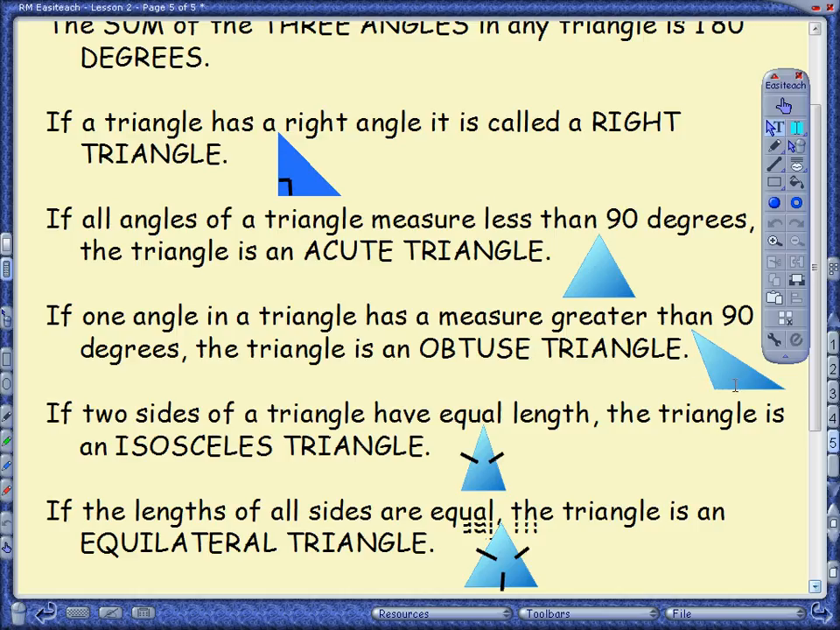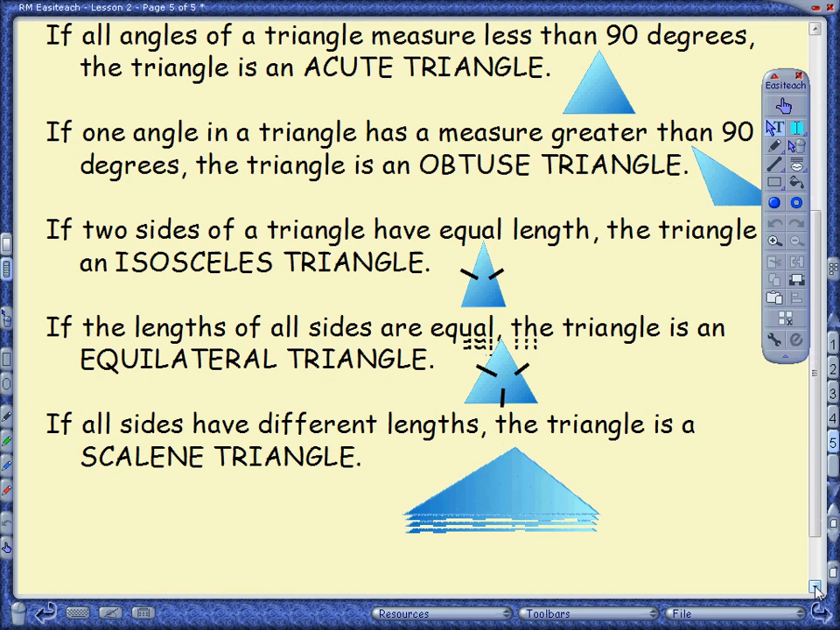And I think you can see that right here. This angle is greater than 90 degrees. The other two angles are acute, but it has one obtuse angle, and that makes the triangle obtuse. If two sides of a triangle have equal length, the triangle is an isosceles triangle. Those tick marks indicate these two sides right here are equal to each other, not the bottom, though. There's no tick mark there, so that is not equal.